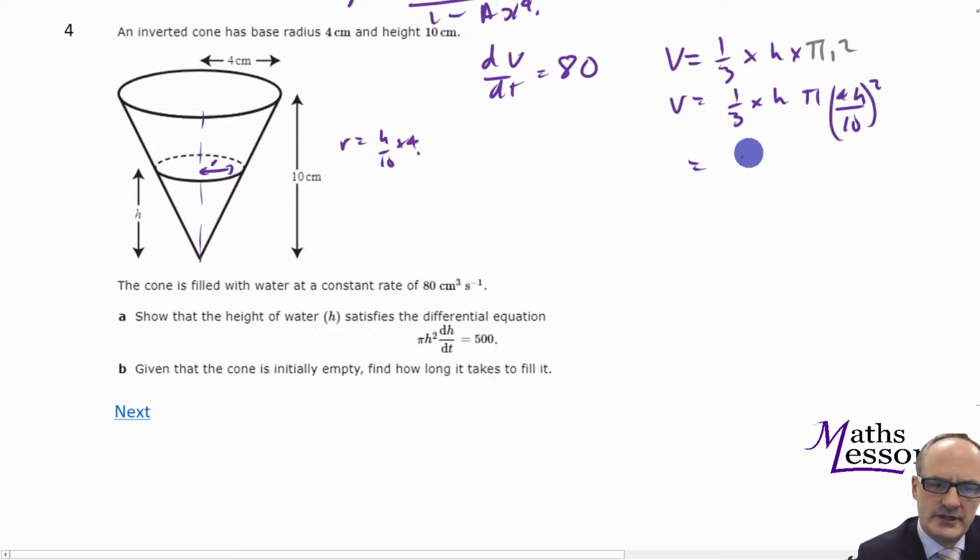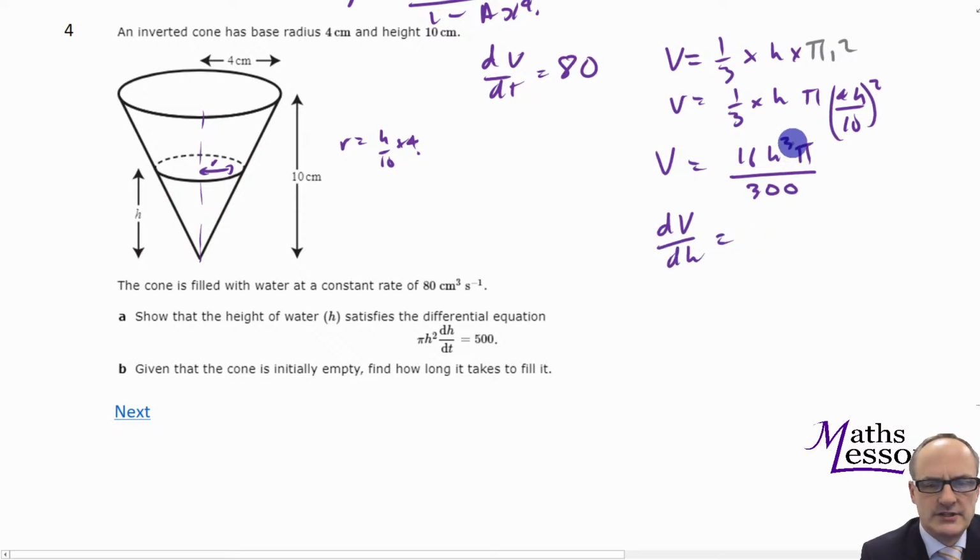So therefore we're going to get 16h cubed times pi. I would normally put the pi before the h, but I've written the h down. 10 squared is 100, so it's 300 on the bottom, times the 3. So I know that v equals that, and now I can find dv by dh.